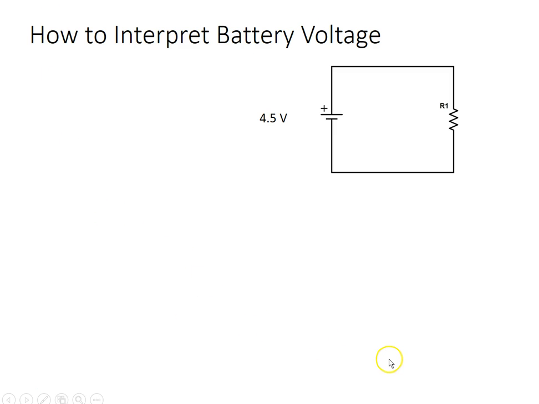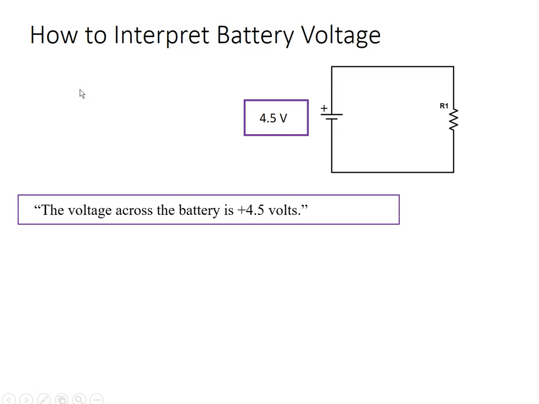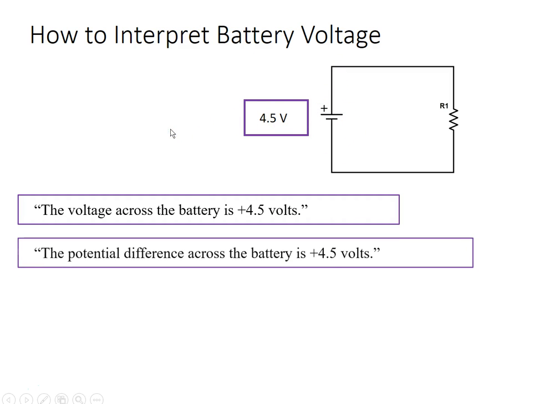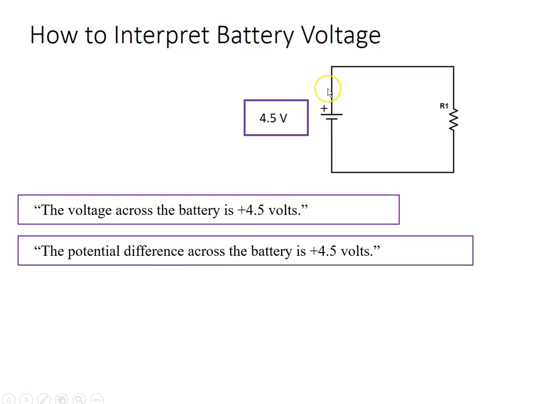Okay, how to interpret battery voltage. Now we're into the schematic diagram. So we don't see a picture of a battery, but we see the symbol for a battery, and next to it is 4.5 V. You should interpret that to mean this is a 4.5 volt battery. These are some potential interpretations, and they are all equivalent. You could say the voltage across this battery is 4.5 volts. Or you could say the potential difference across this battery is, and I should emphasize, plus 4.5 volts.